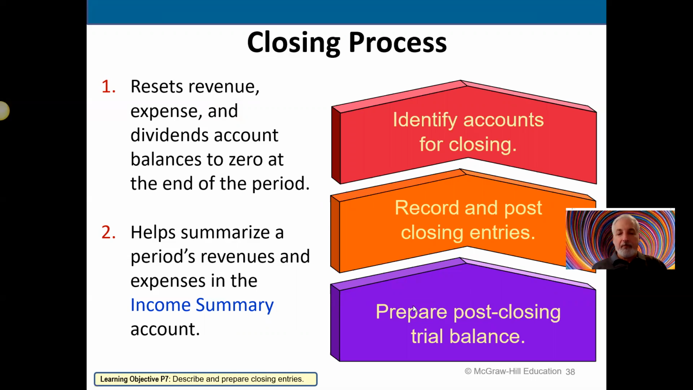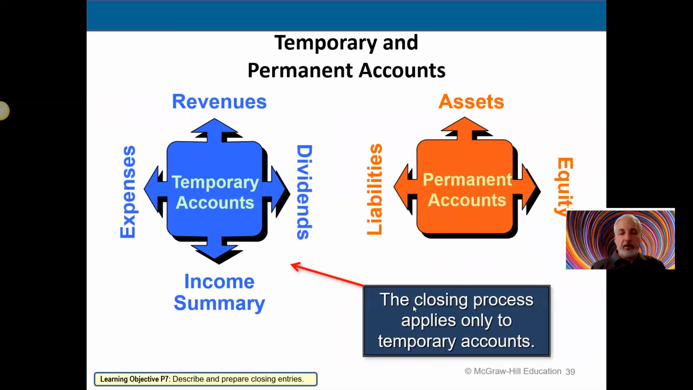Have a good time. So we're going to go through and close out, identify accounts for closing, record and post closing entries. Those are the zeroing out. And then that post-closing trial balance reflects revenues at 0, expenses at 0.